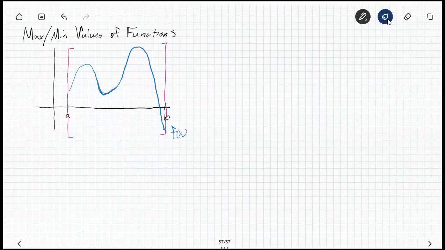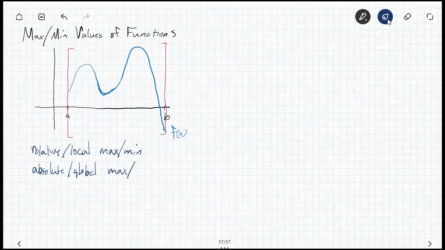All right, so there are two kinds of maxes and two kinds of mins. There are relative, which I will usually abbreviate as rel, or another way to say that is local max or mins. So I can have relative or local max and mins, and then I can have absolute or global. It depends on your textbook which ones they use, so it's important to look in your textbook, whatever you're using, and figure out what nomenclature they use.